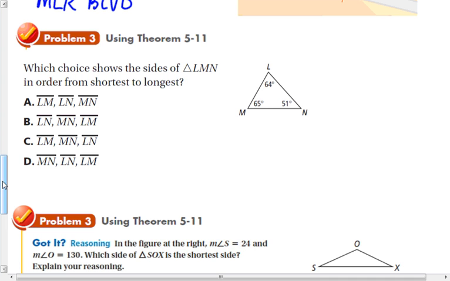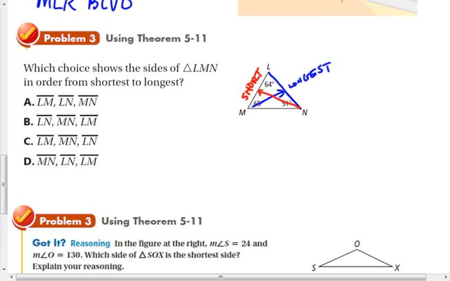All right, so in this problem we want to order the side lengths of triangle LMN from shortest to longest, and we know that the longest side will lie opposite the largest angle, and so the longest side is LN. We'll label that longest. The shortest side will be opposite this 51-degree angle. The shortest side is LM. And so the last side will be the one in the middle.